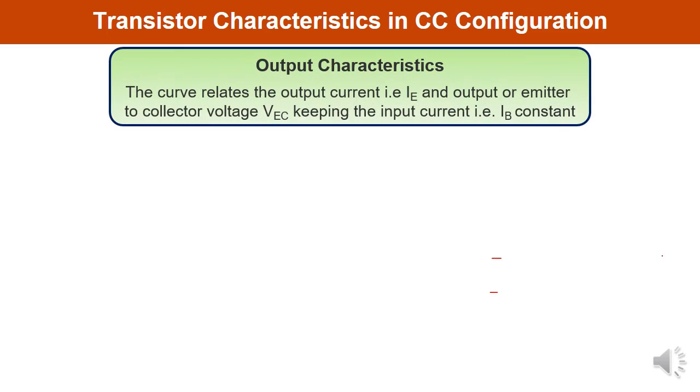Now let us plot the output characteristic curve. The output characteristic curve is a curve plotted between the output current, that is the IE, and the output voltage, which is VEC, by keeping the input current, which is IB, constant.